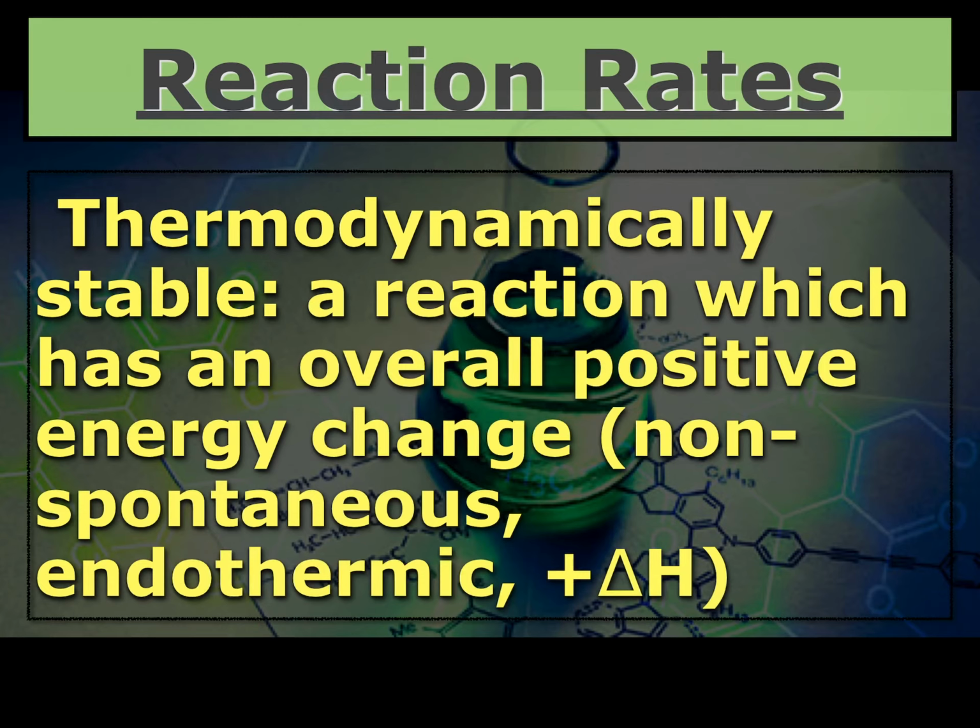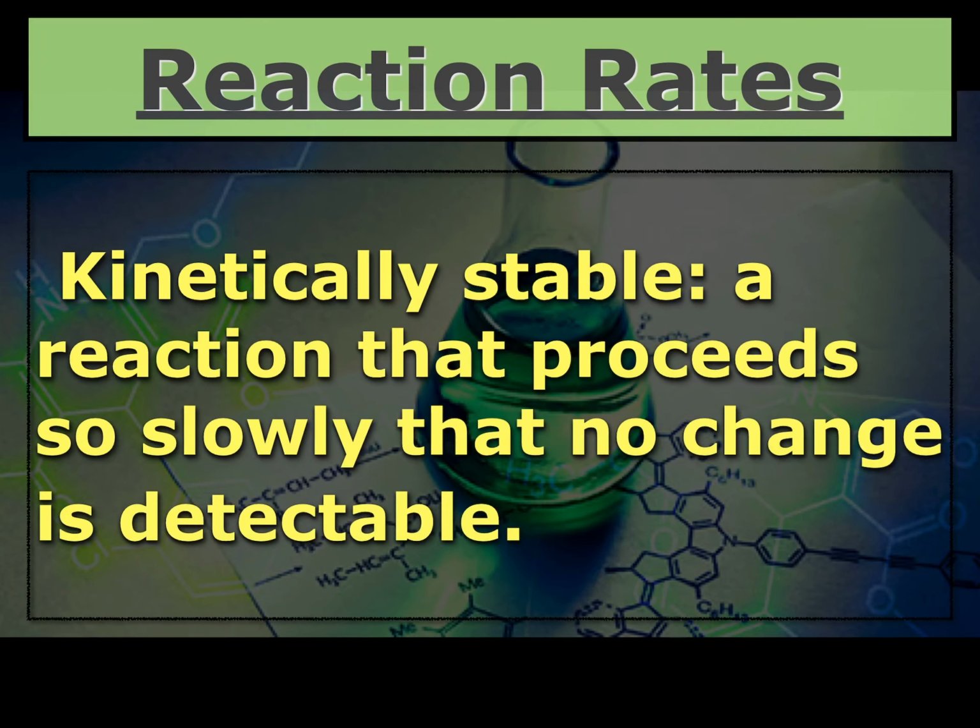But as a general rule, endothermic tends to be less spontaneous than exothermic, which means that you're looking at a positive delta H. Remember, delta H is the heat of the products minus the heat of the reactants. So the products are at higher energy than the reactants, which means they're thermodynamically less favorable. So thermodynamically less favorable tends to be thermodynamically stable, but there are exceptions.